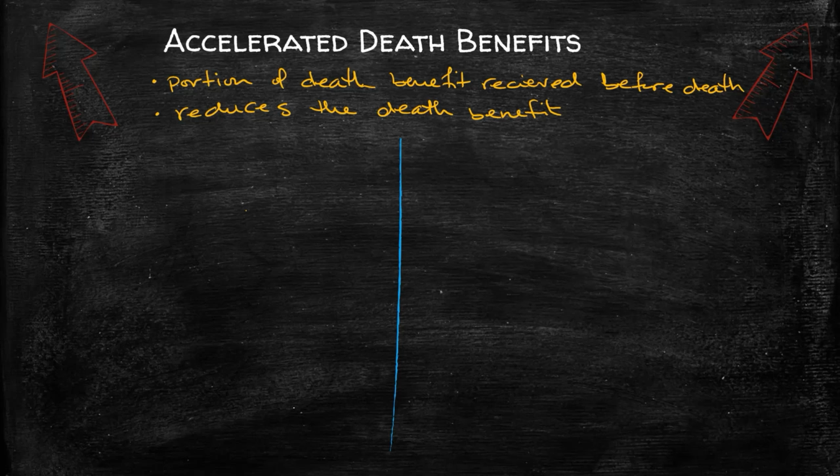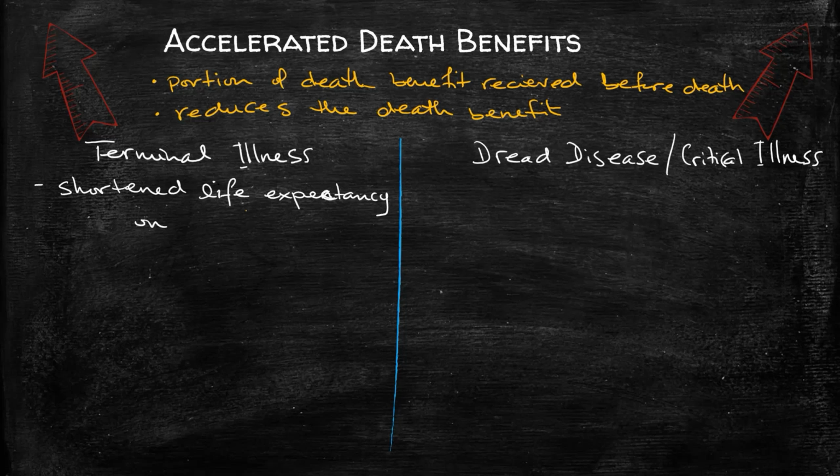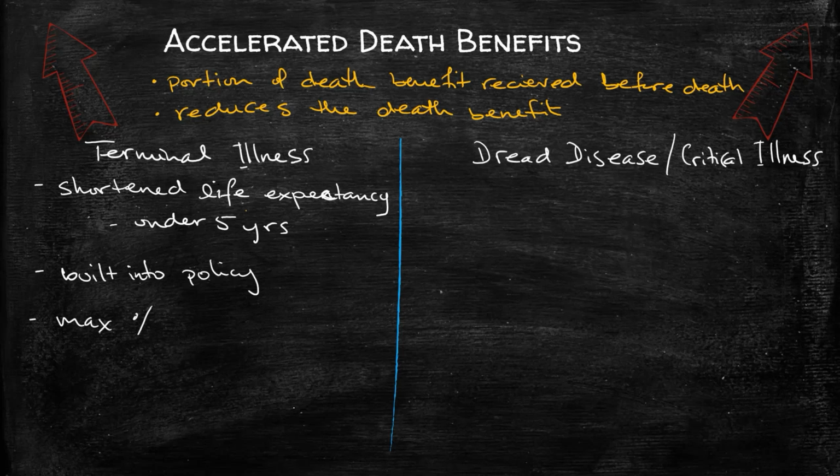And there are two different situations in which the accelerated death benefit can be used. The terminal illness benefit is when the insured is expected to die of an illness in under 5 years. Now, that time period might vary, but it's usually around 5 years that they have a decreased life expectancy. And it can be built into the policy, or it can be an extra benefit that the policyholder has actually asked for.